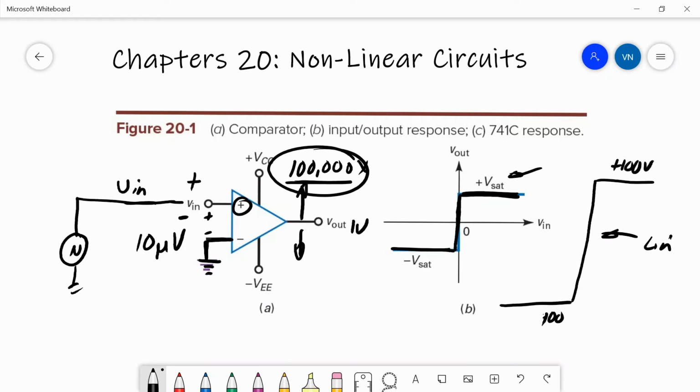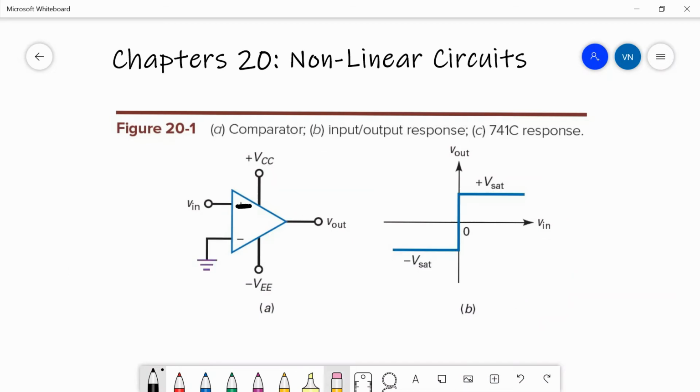If you stay within that range, you will get an output that is not at the rails. But if you consider Vin to be something like plus 10 to minus 10, then this region in the middle is so small that we consider that it flips from the positive to negative output.